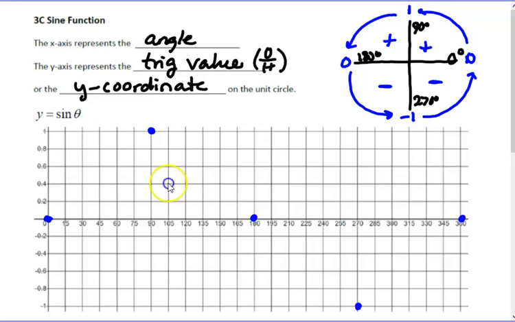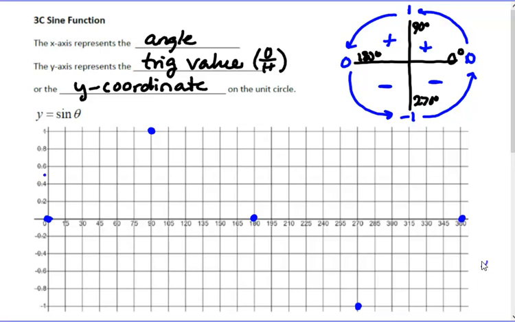So notice here, from 0 to 90 degrees, my trig values are going up, all positive. From 90 degrees to 180, they're going down, but still positive. From 180 to 270, negative sine values, and from 270 up to 360, still negative sine values.